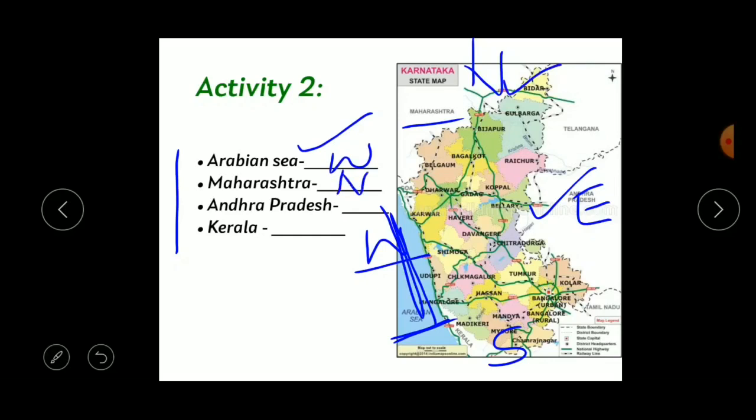Now, Andhra Pradesh. You only have to tell me in which direction this Andhra Pradesh comes. Here is the Andhra Pradesh. Can you see this? Yes. So this is the Andhra Pradesh. So in which direction does this come? It comes in east direction. Very good. So we'll write here east.